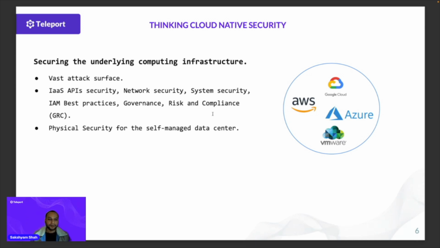And then you have to think about the vast attack surface the public cloud infrastructure has themselves. They include security of APIs, configuration APIs. And then you also have to think about the traditional network security, system security, identity and access management best practices, and of course governance, risks, and compliance.